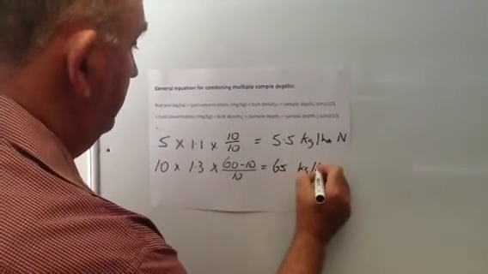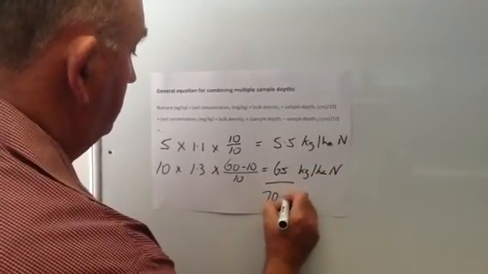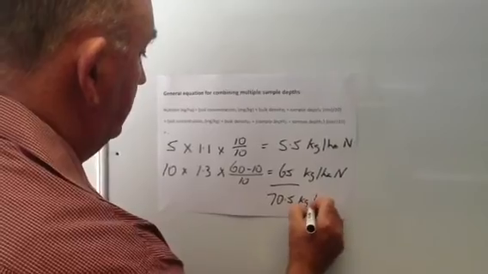giving a total of 70.5 kilograms per hectare of N.